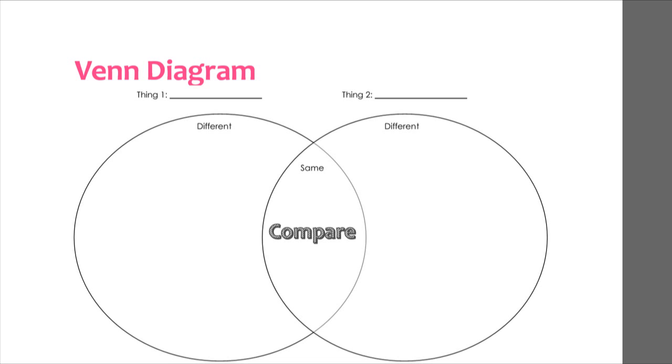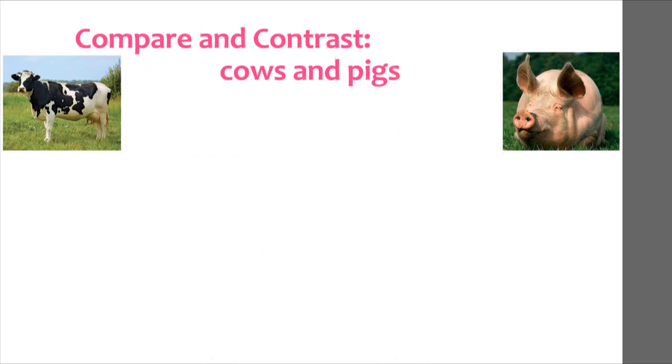You could put thing 1, all of its descriptions would be in the left circle, and thing 2 would be the right circle. And so what thing 1 and thing 2 have in common would be in the middle where it says same. And what they have different from each other, what is contrasted between them, would be on the other part of the circles. So thing 1 would be on the left and thing 2 would be on the right. So the Venn diagram allows us to both compare and contrast and show it on paper very visually and easy to understand. So for example, someone could give you this question, compare and contrast cows and pigs.